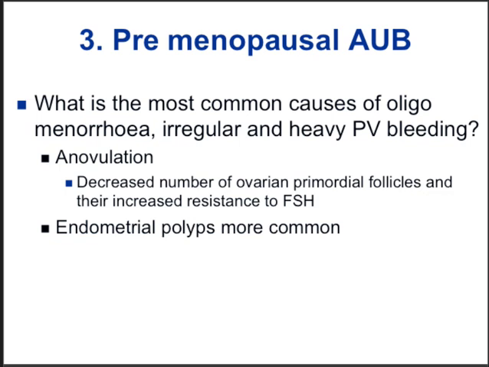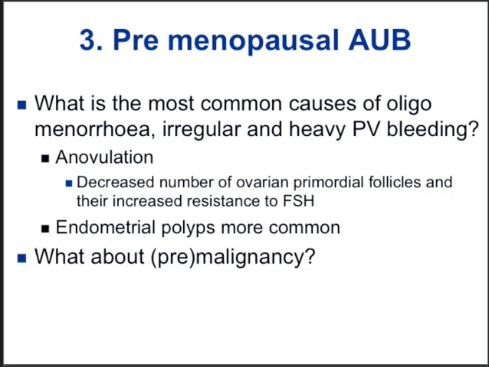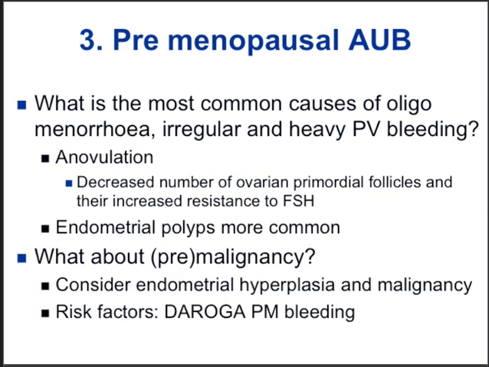And the polyps in this era are more common. And of course, we have to consider as well malignancy or pre-malignancy. For instance, endometrial hyperplasia and endometrial cancer could occur. However, the incidence is higher at a more advanced age. For risk factors, I would like to refer you to the post-menopausal bleeding videos.